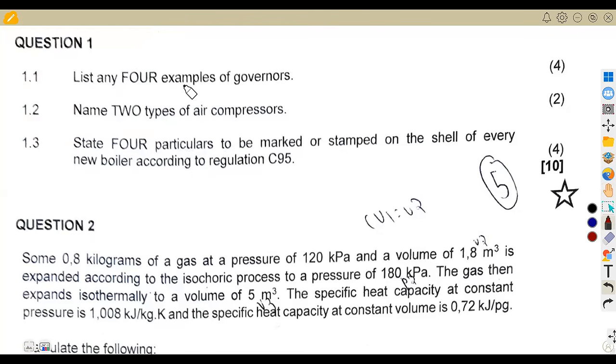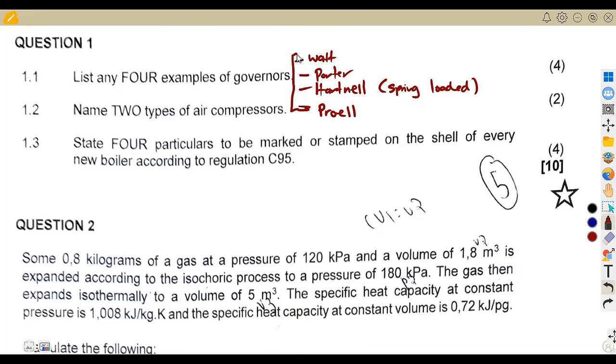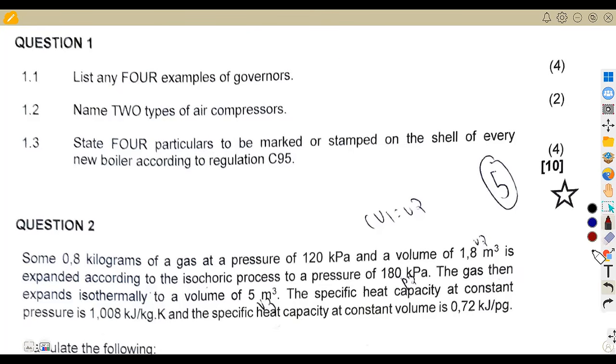So we talked about the governors that we have: what we call a Watt governor, a Porter governor, and a Hartnell governor, which is spring loaded. Then we also have the Loaded governor in this case. I do not know how you pronounce this. These are the governors that we are required to know in our syllabus. So that was the first part.